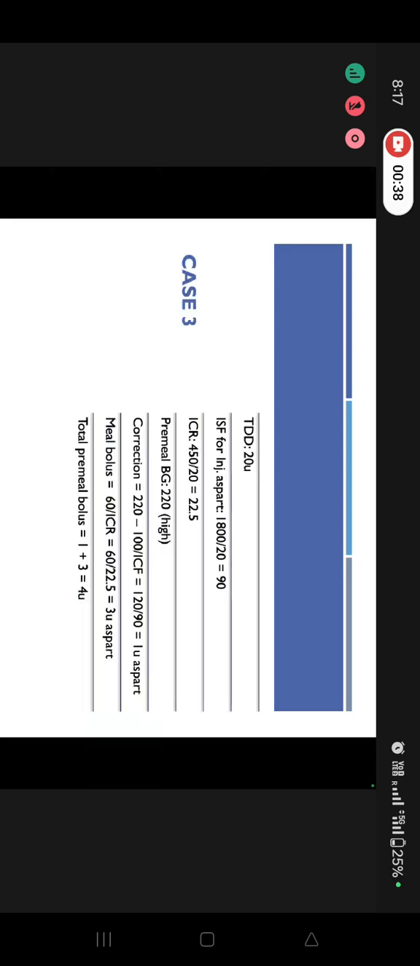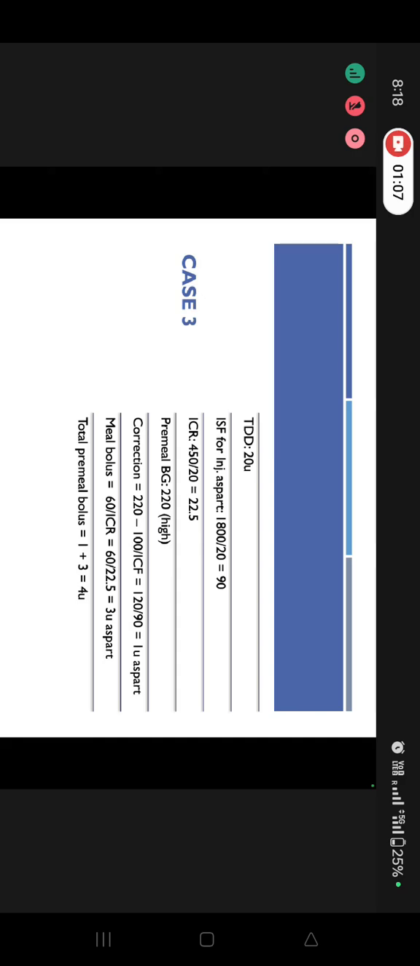So for this child, the total daily dose is 20 units. So first we calculate the ISF for insulin, right? That is calculated by the formula 1800 divided by 20. This comes out to be 90, right? This actually means that for every 90 milligram per deciliter rise in blood glucose level, you require 1 unit of insulin, right? Now we also calculate the insulin carbohydrate ratio, which comes out to be 22.5.